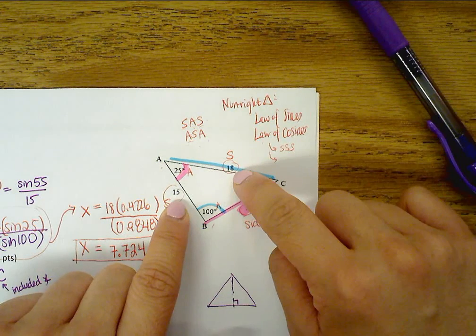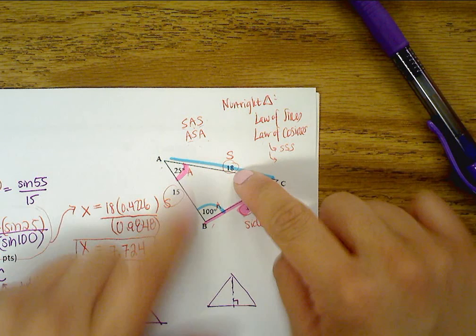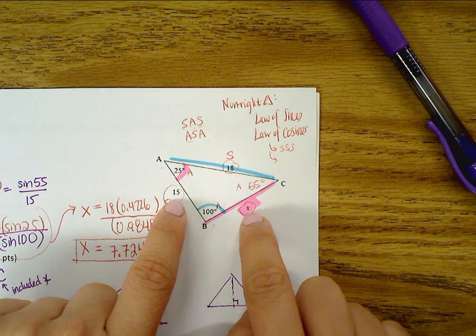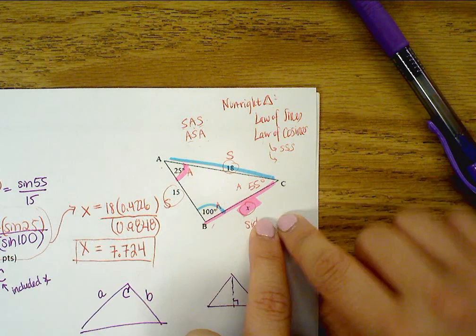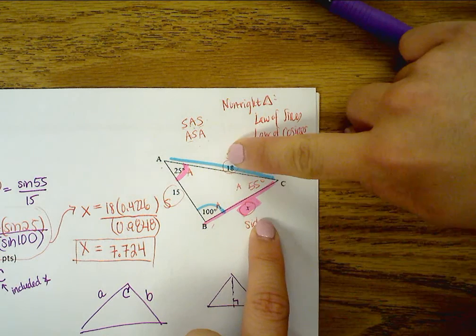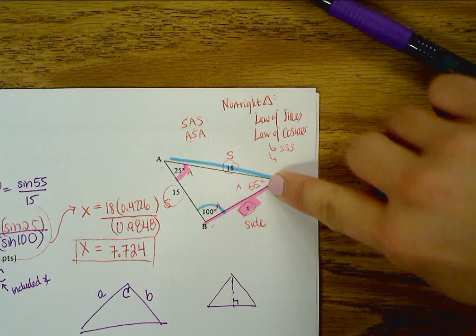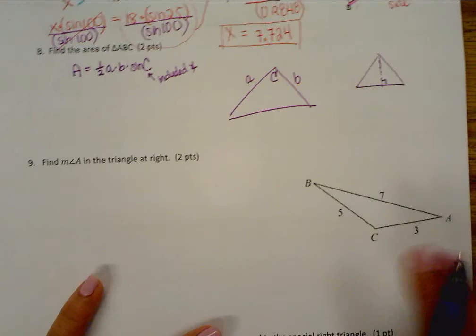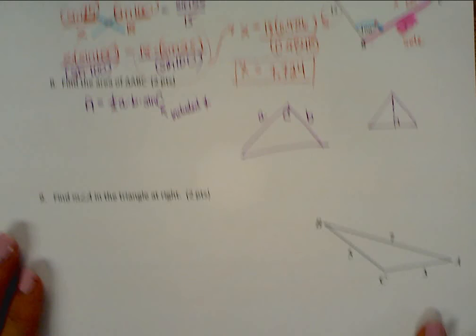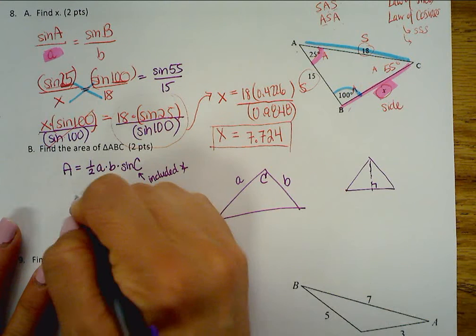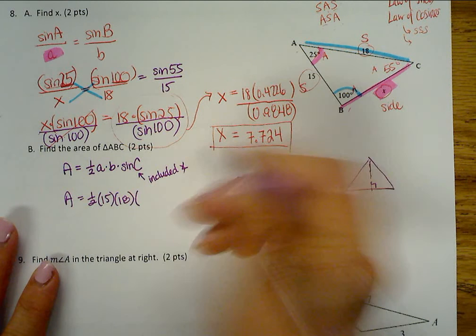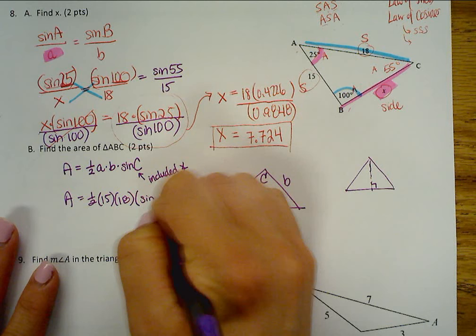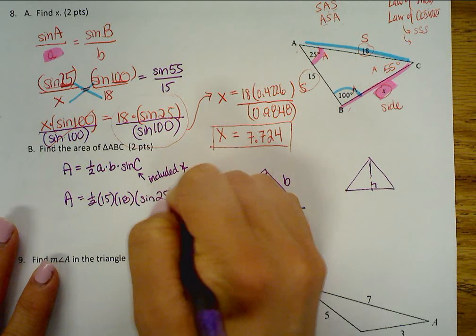25. Or I could do 15 times this one, which is 7.7, times the sine of 100. Or I could do 7.7 times 18 times the sine of 55. You see how that works? There's 3 ways to do the problem. So let's just choose any of them. So let's say A equals 1/2 times 15 times 18 times what? Sine of 25. We already know what the sine of 25 is, right?